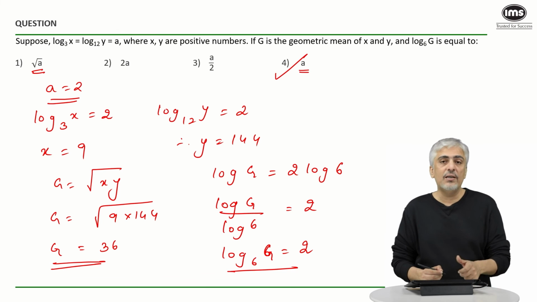So by this method, compared to the earlier method, you could have done things much faster. It's always easy to look at values and get the answers.